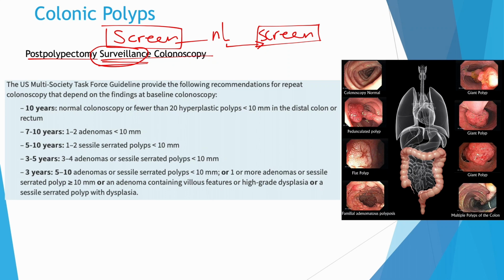And these are the recommended surveillance guidelines for post-polypectomy. It depends how many you have and what types they are, and that determines how often you have colonoscopies after finding them the first time. I don't expect you to memorize this, but I think it is important to know that the surveillance is different. And here are some pictures of polyps.